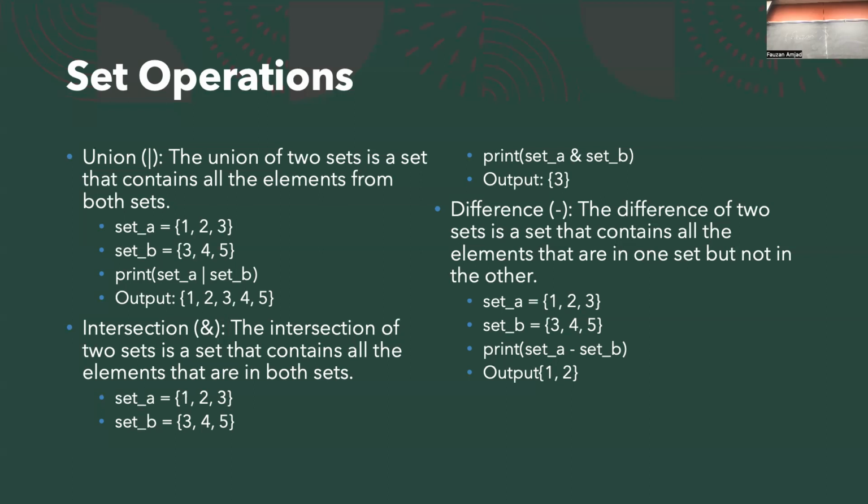And if we reverse that and put set B minus set A, it would be 4 and 5 because 4 and 5 don't exist in set A, but 3 still exists in set A.